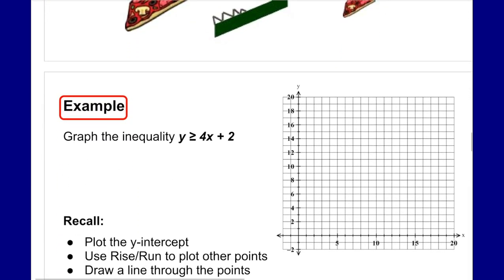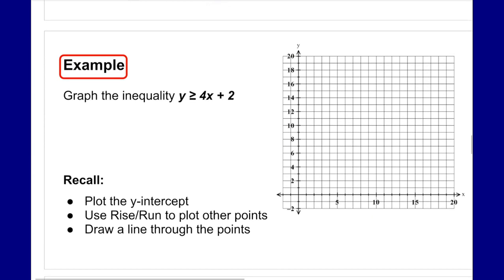Next, we're going to graph the inequality y is greater than or equal to 4x plus 2. Now to recall, to graph an equation of a line, we plot the y-intercept and then use the rise over run to plot other points and then draw a line through those points. So right now, this looks very similar to y equals 4x plus 2, which we should know how to graph. We've done that in our previous unit, and in some of the lessons in this unit as well.